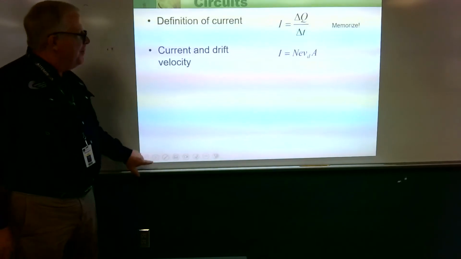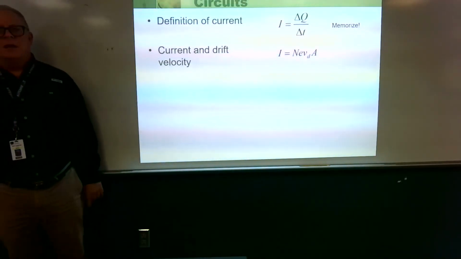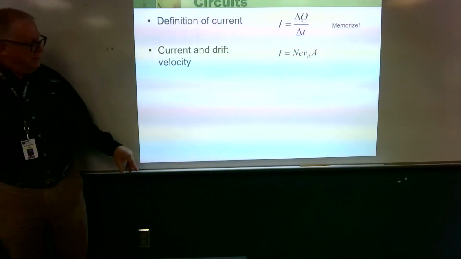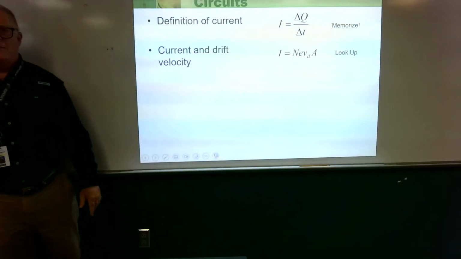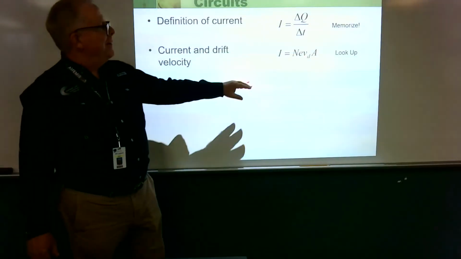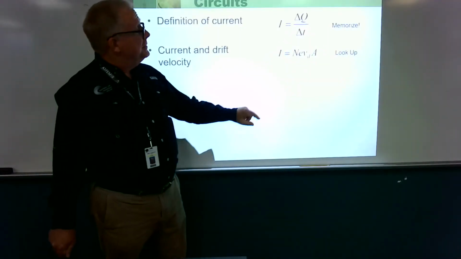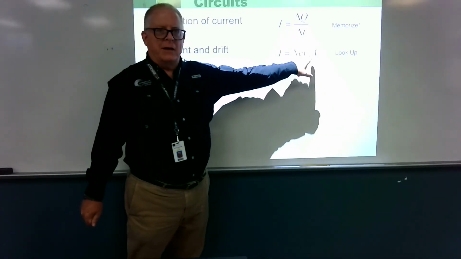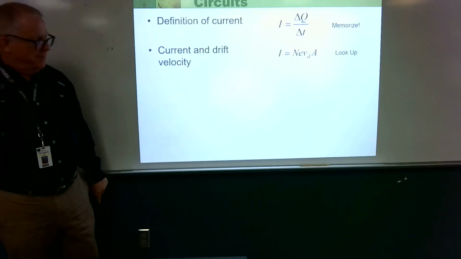And then the formula for the current and how it relates to the drift velocity. This is one that you need to kind of understand conceptually. You don't have to memorize it though, although it's not that hard to memorize because we have kind of called it the Nevada formula. That's kind of a mnemonic. It's good to understand there is a relationship between the drift velocity and the current, and also between the cross-sectional area and the current, and so forth. But you can look it up.